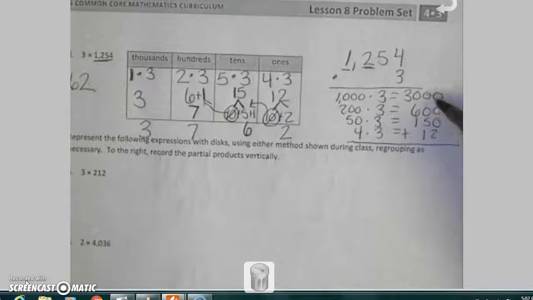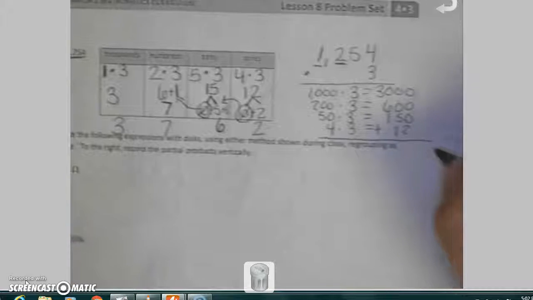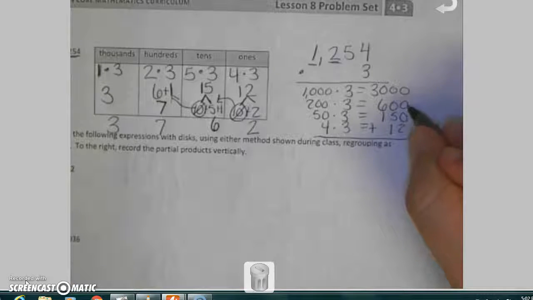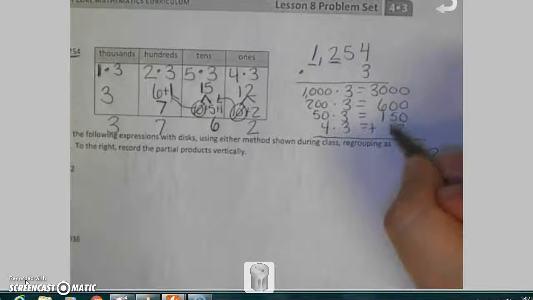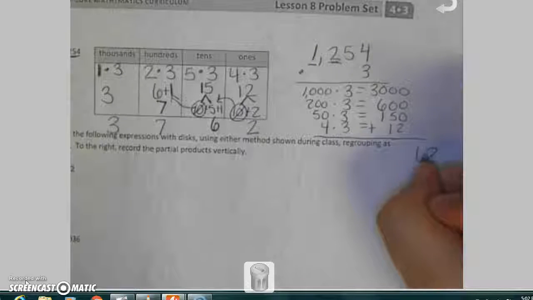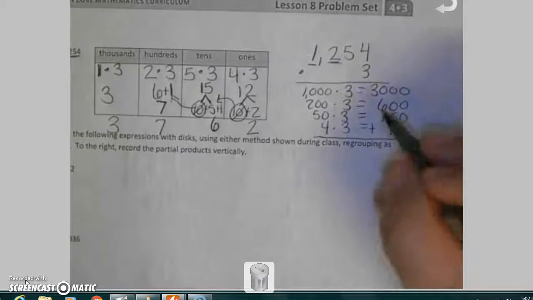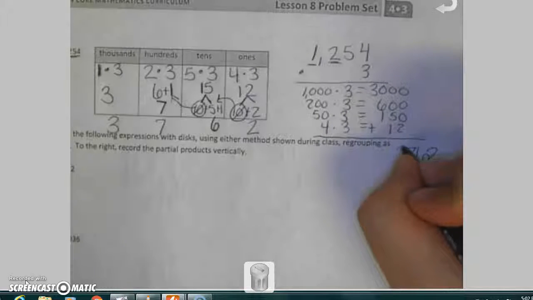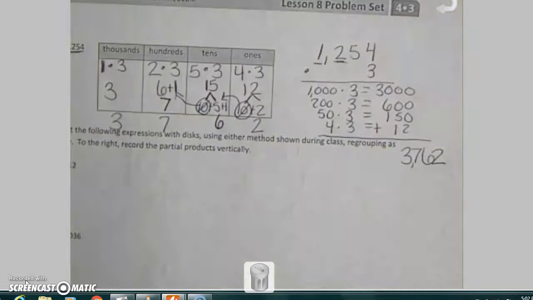Then my goal is to add up all these numbers. I know I'm running out of room, so I'm going to put my answer to the side over here. So 2 plus 0 plus 0 plus 0 is 2. 5 plus 1 plus 0 plus 0 is 6. 0 plus 6 plus 1 is 7. And 3 plus nothing is 3. So 3,762.